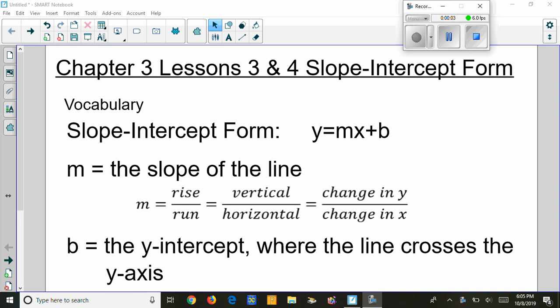Chapter 3, Lessons 3 and 4 are going to be about slope-intercept form. Let's start off talking about the vocabulary for this lesson. First up is the slope-intercept form.